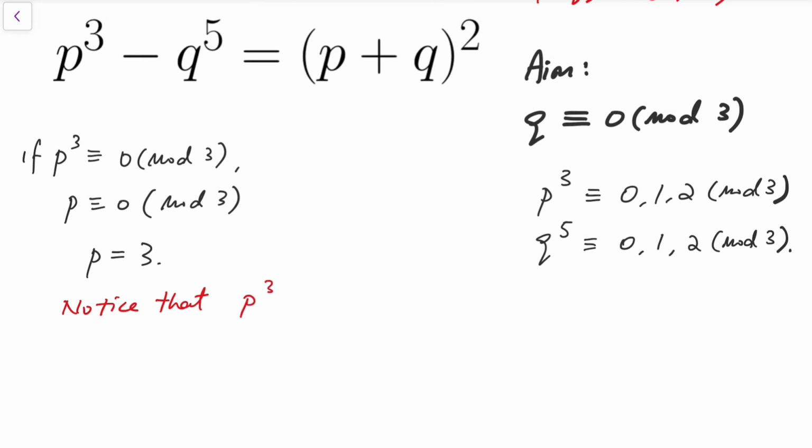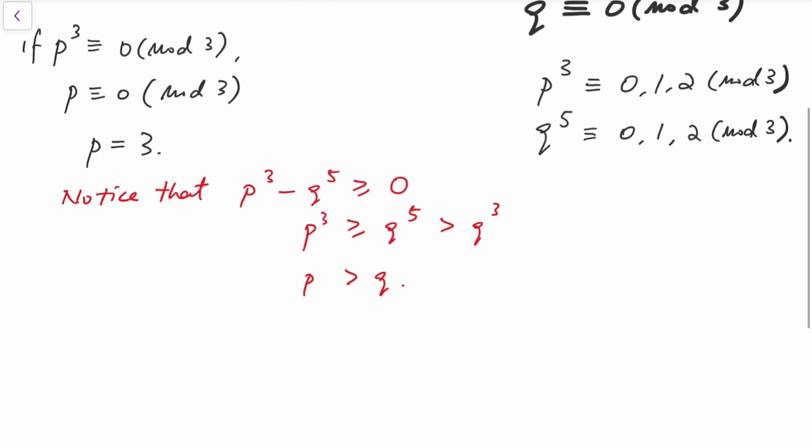But notice that the right side is a perfect square, which means it's non-negative. So that means p cubed must be at least q to the power 5, and we know that it's strictly larger than q to the power 3 because q is a positive integer that is at least 2, and so we have p to be larger than q. But now we're restricted to p equals 3. So q must be a prime number that's even smaller than 3, and the only option for q now is that q equals 2.